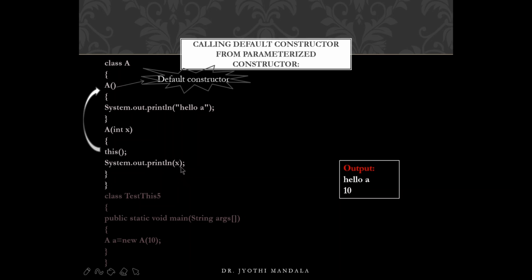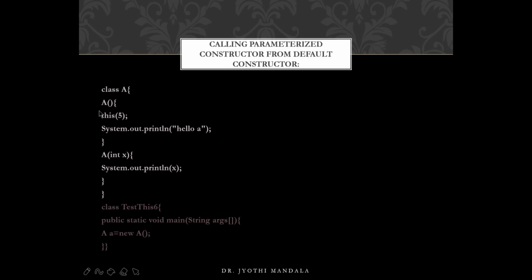Understood? We have another way. This is the way where we are calling the default constructor from the parameterized constructor, without passing any arguments. Suppose you want to call from the default constructor to the parameterized constructor. You can also do that, as you can see in this example: from the default constructor I am calling the parameterized constructor. No need to write the constructor name, just write this and pass the parameter.